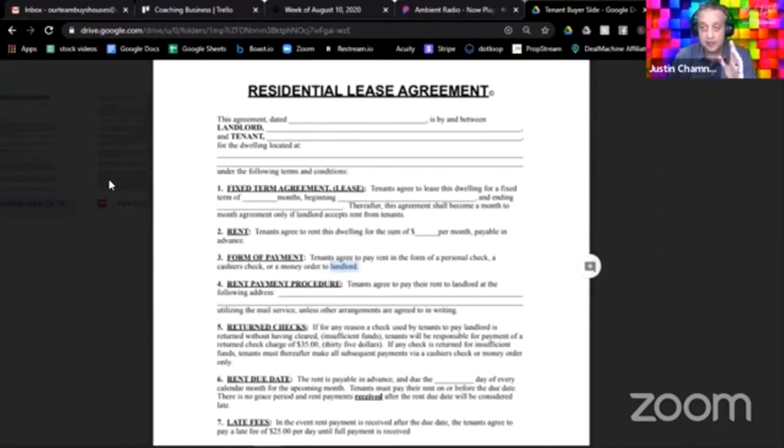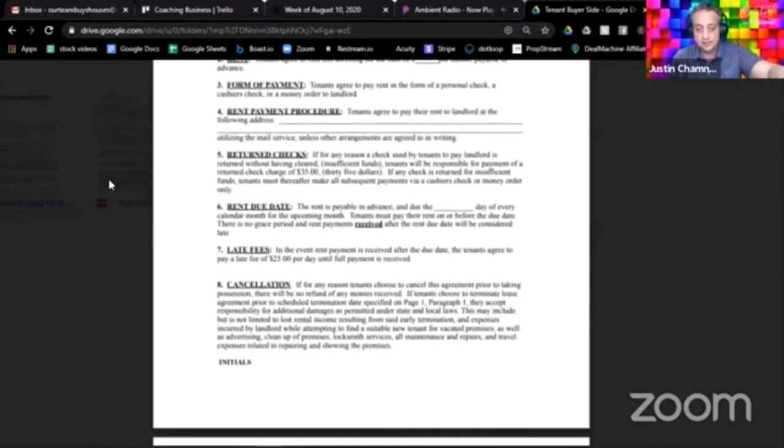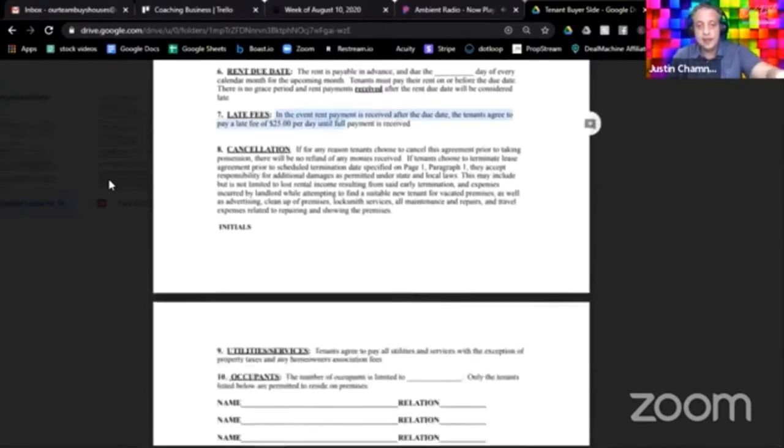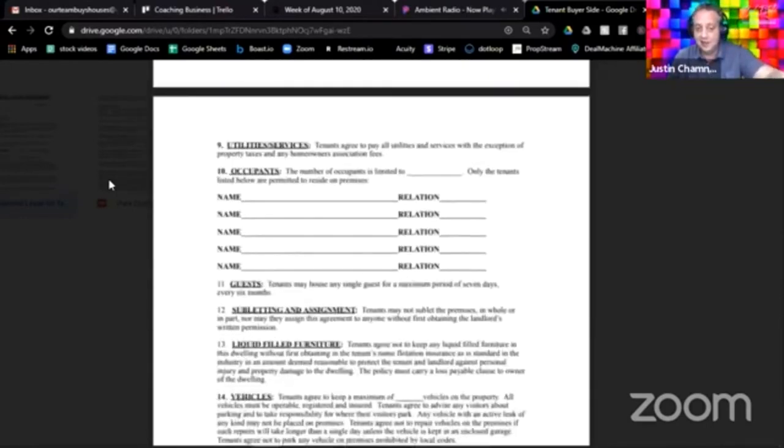If you don't have a lease agreement in your kit, this is a pretty decent one to throw in. You'll want to go through here and make sure that you adjust things to fit the situation. For example, cancellation: if for any reason tenants choose to cancel this agreement prior to taking possession, there will be no refund of any monies received. If you don't like that, and you want to give them back some money, then change this, okay? You can change anything you want in this.